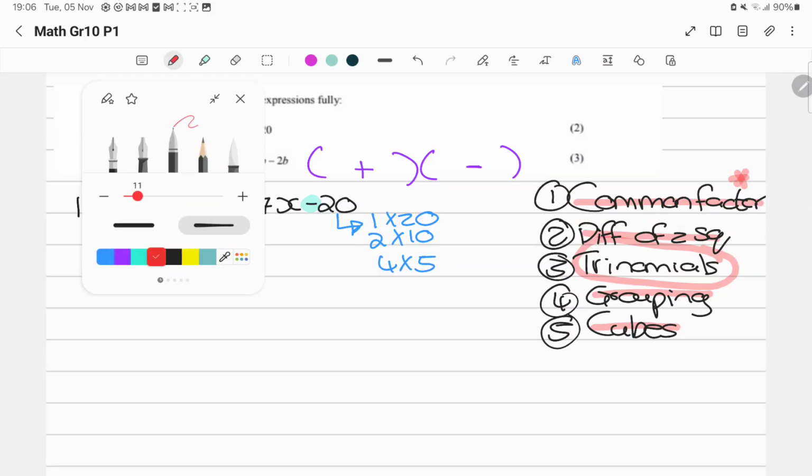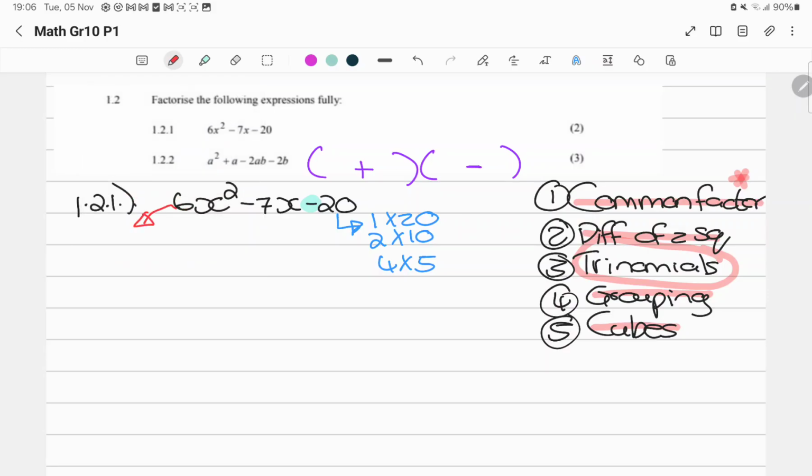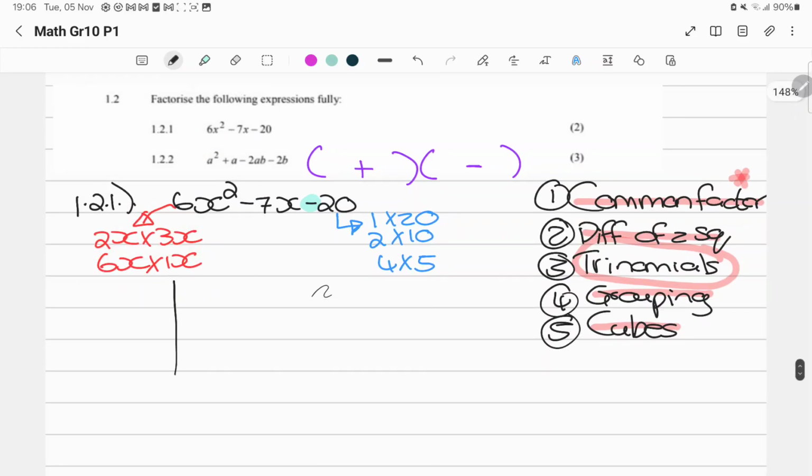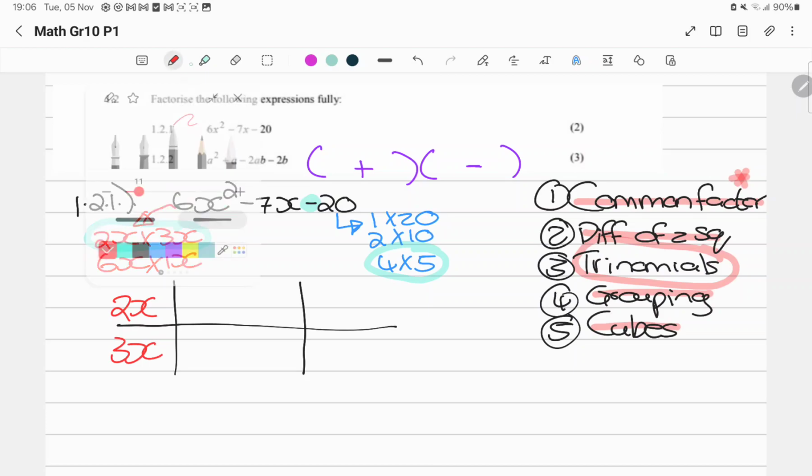And then I go to the 6 as well, and I ask myself, alright, what times what can give me 6x squared? So it can either be 2x times 3x, or it can be 6x times 1x. Now we don't know which one is going to work. So now we go and draw in a pencil, because it's going to save you a lot of time. You go and draw a table. And now you select one group on the left. Okay, so let's say we're going to take 2x and 3x, and one group on the right. Let's say we take 4 and 5. Alright, so I'm going to put in 2x and 3x, and I'm going to put in 4 and 5.